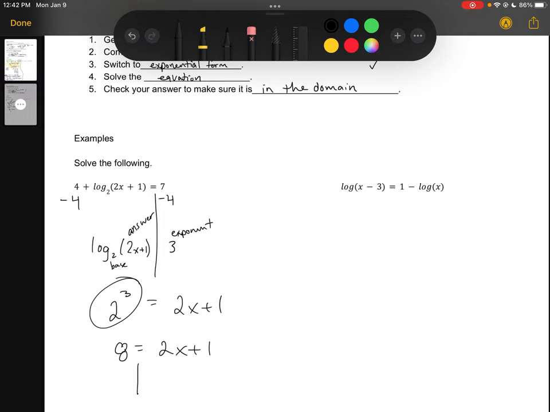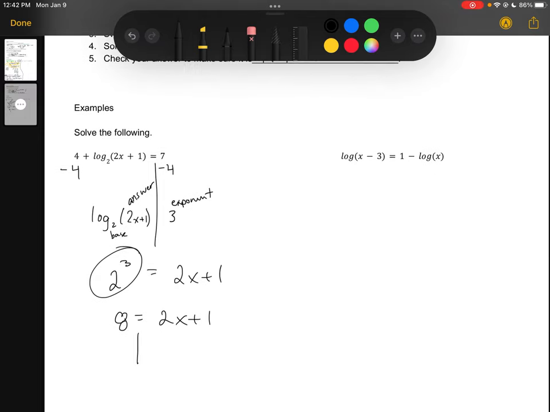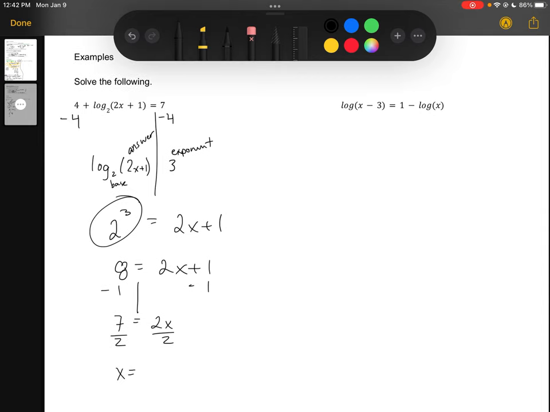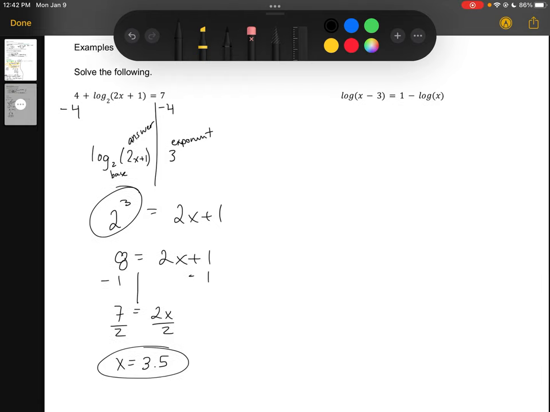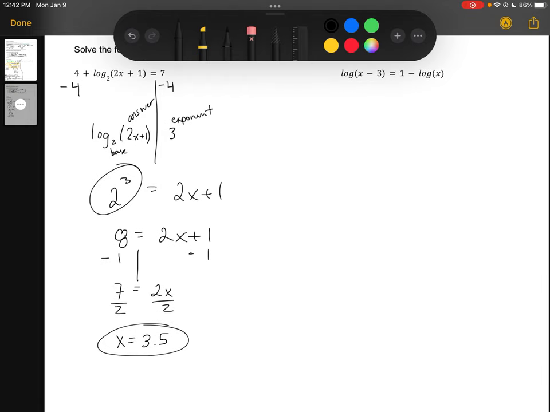Remember, if you ever have just a number to a power, just make it an answer. 2 to the 3rd power, we can just make that 8. So always a good step to use a calculator there. Subtract 1 from both sides. Divide by 2. And we'll get x equals 3.5, or 7 over 2. Both of those are okay.